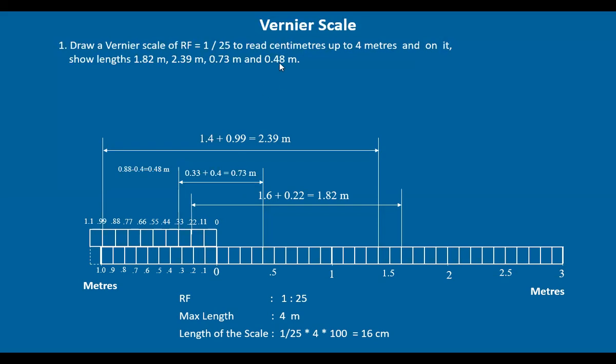Similarly, 0.48. This 0.48 means 8 is in the second decimal place. So let's take 0.88 minus 0.4, which gives 0.48. We need only 0.48, and 0.88 is more than this, so subtract 0.4 and you get 0.48. So draw a line here at 0.88 and another one at 0.4. This distance is nothing but 0.48 meters. So like this, we can show the second decimal place also.